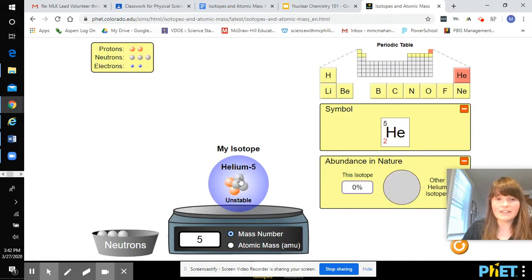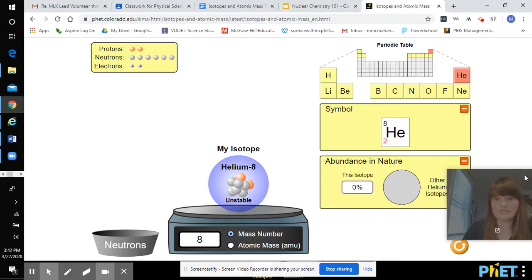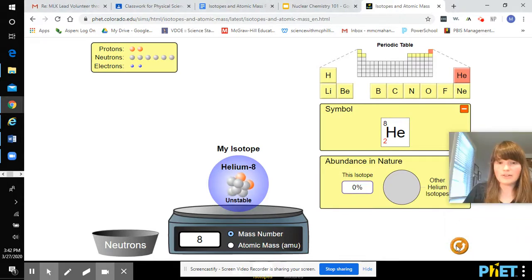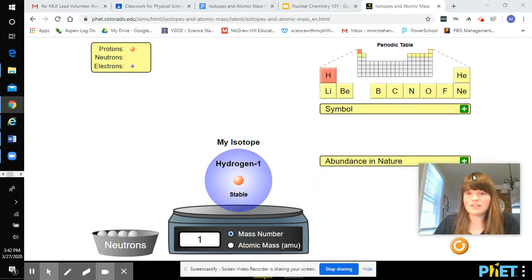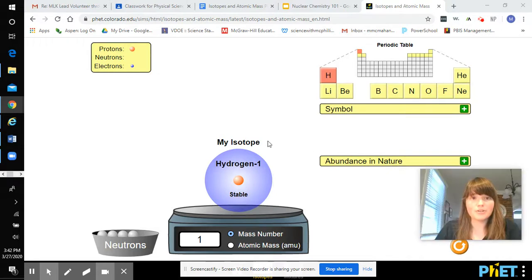We can try adding a fifth. You see that this is unstable, and this isotope comprises 0% of all the atoms of helium. So that means it doesn't exist. Same thing for helium-6, helium-7, helium-8. None of those isotopes exist. So that is the way that you use the simulation that you'll have to do today for your work.